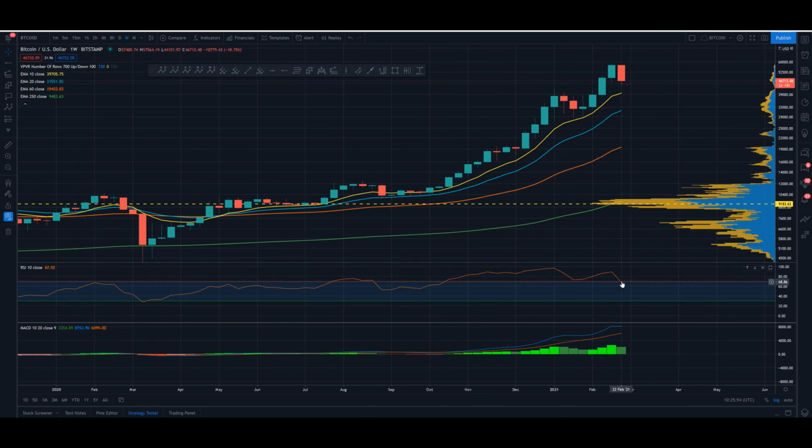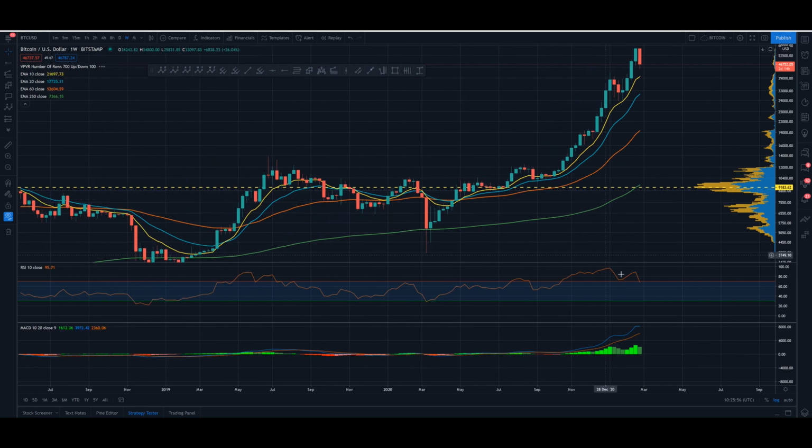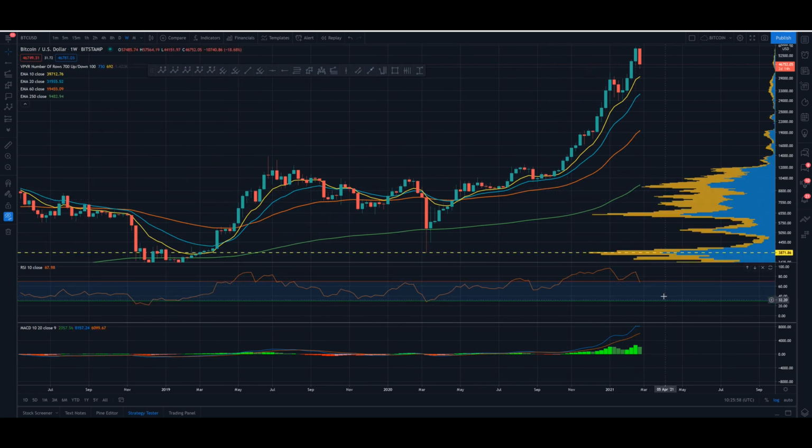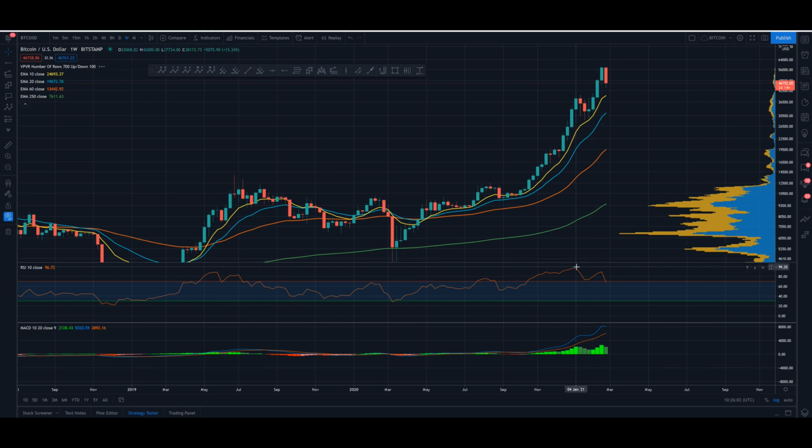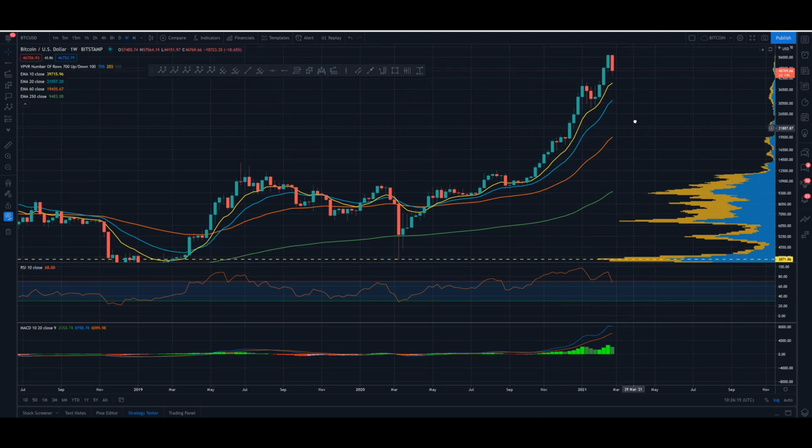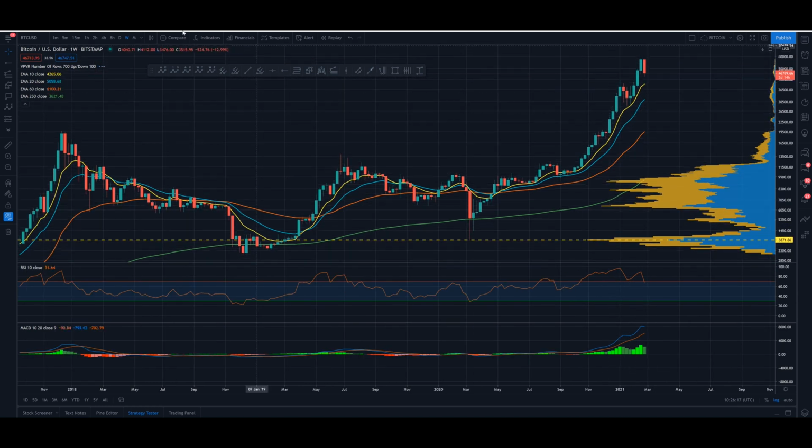RSI has come down from the overbought condition, not quite into neutral territory between the 40 and 60, but falling below the 70. We can see pretty clear divergence here. In the week of the 4th of January, we saw a high and then a higher high followed in price, but we saw a high and a lower high followed in RSI, which has preceded this breakdown in price. So a nice little clue this was coming. Right, that's the weekly time frame.